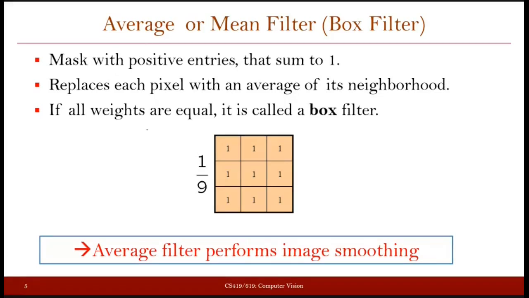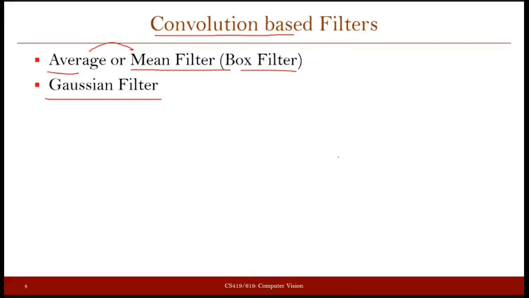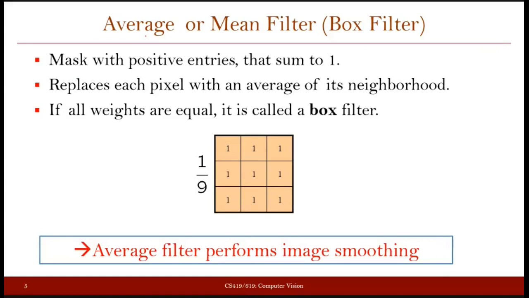Whenever you are going to define a filter, you have to define a mask. And these filters are convolution based filters. That means you are going to perform convolution. So when you are going to perform convolution, you need to have a matrix with the help of which you are going to perform the convolution. Here, in case of average or mean filter, we define our filter matrix like this. This is an example of a 3x3 filter. If you have a 5x5 filter, or let's say 7x7 filter, you will have more values.